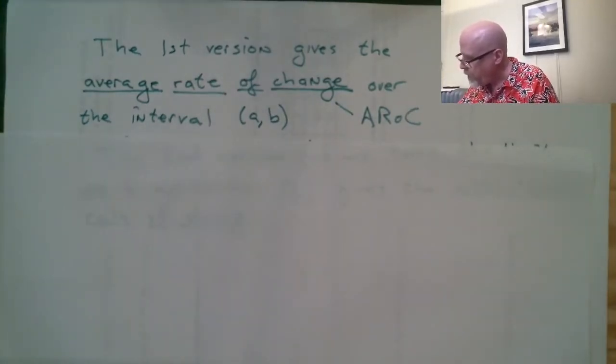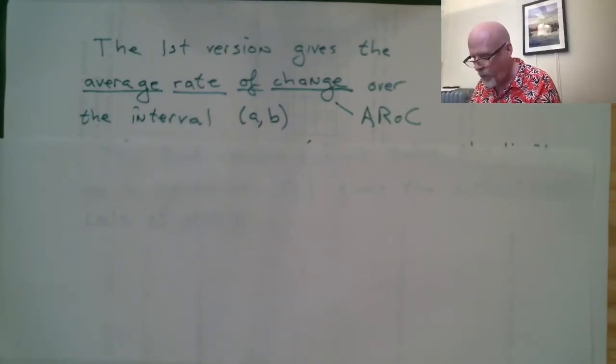AROC, the average rate of change. That's exactly what that first version of the difference quotient gives us. It tells you if you know where the thing is at a particular moment, and you know a second place where it is, again, at a particular moment, you can figure out on average how things changed.